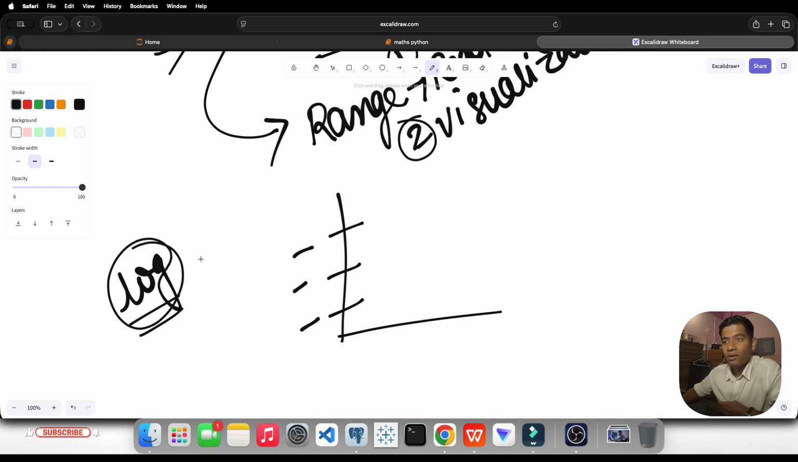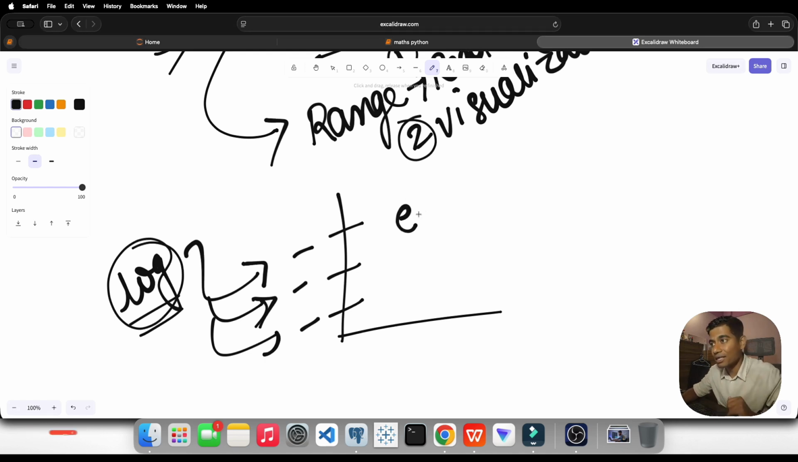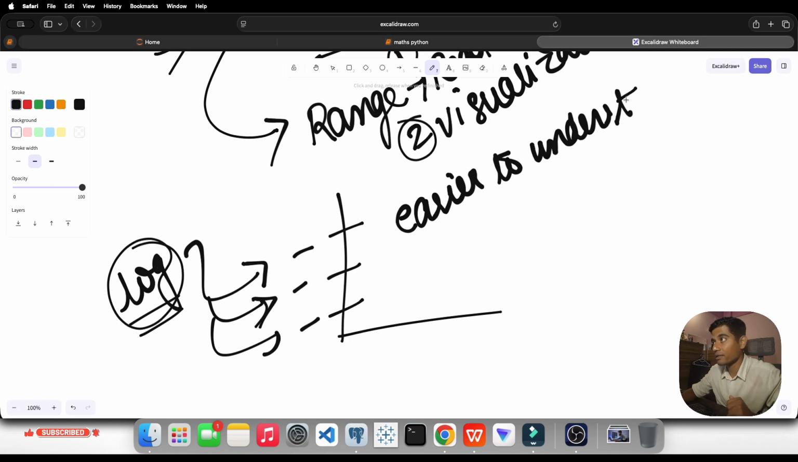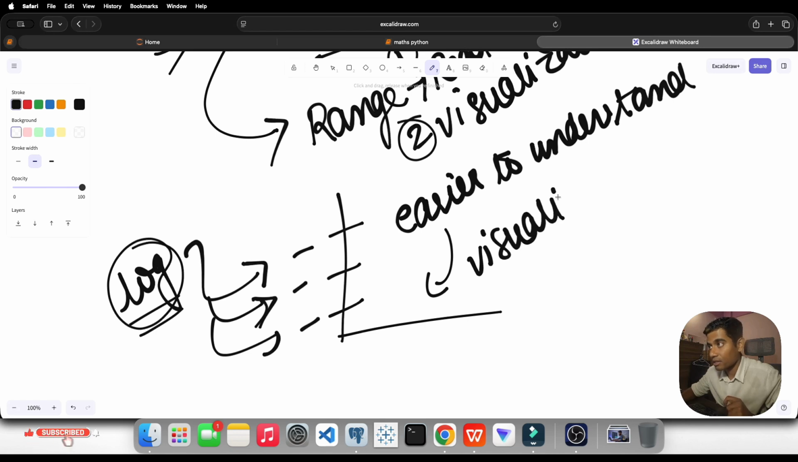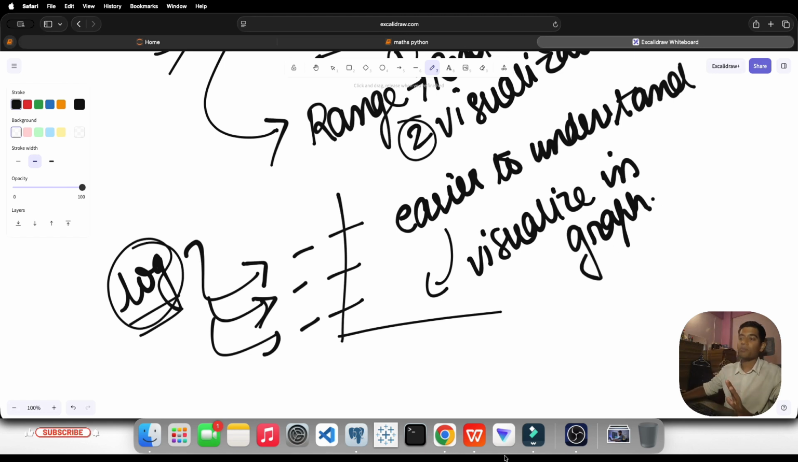Okay, in log what will happen, the number will come in a smaller way and it is easier to understand, plus easier to visualize. Easier to visualize in what graph, simple as it is.